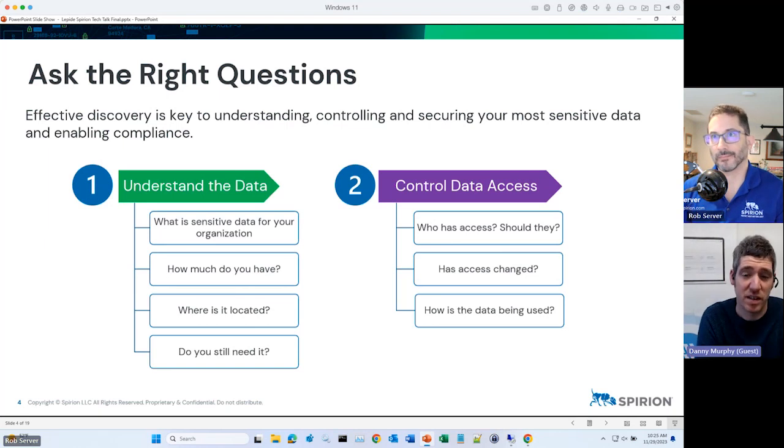Yeah, exactly. So once we understand where it is, what we've got, how much we've got, and how and where it resides, who's got access to it? Should they even have access? If they've got access, how long have they had access? When did the access change?